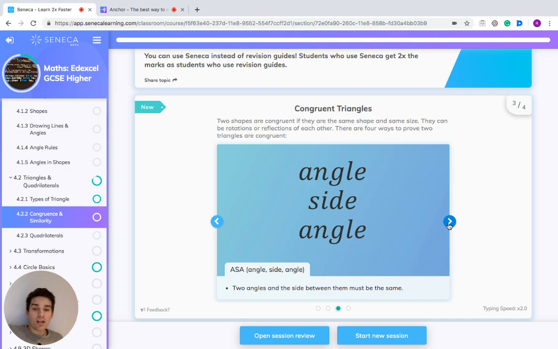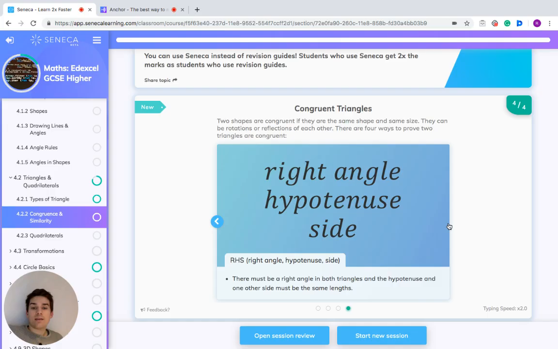SAS. Another way you can know if 2 triangles are congruent is if the 2 angles and the side between them are the same, then we know those 2 triangles are congruent. So again, this is angle side angle, or ASA. And another way is if there is a right angle in both triangles and the hypotenuse and one other side are the same, then the triangles are congruent. One way to remember that is right angle, hypotenuse, side, RHS.